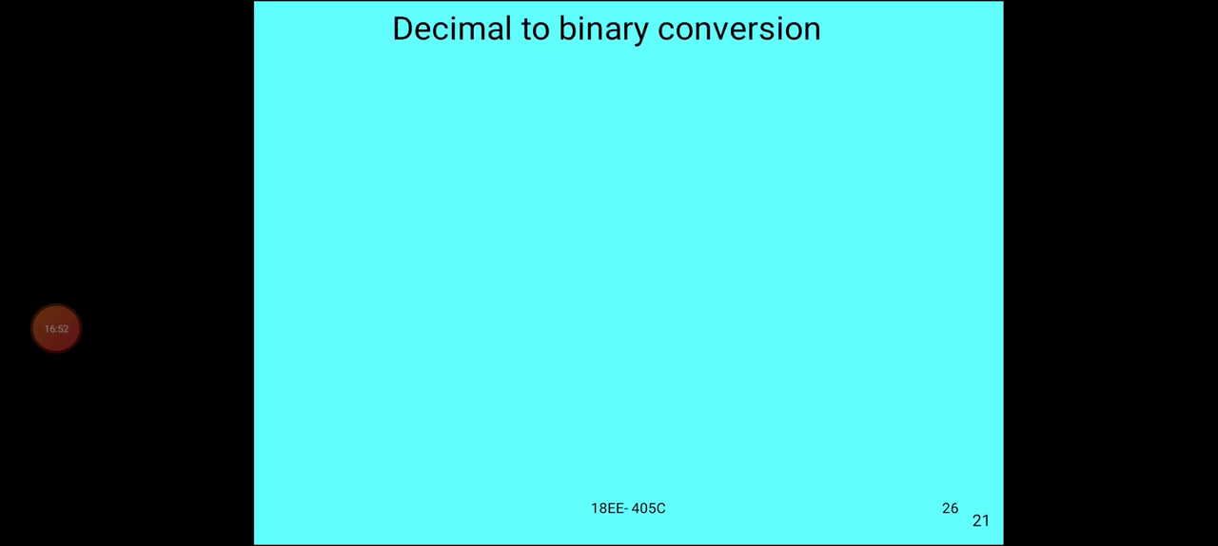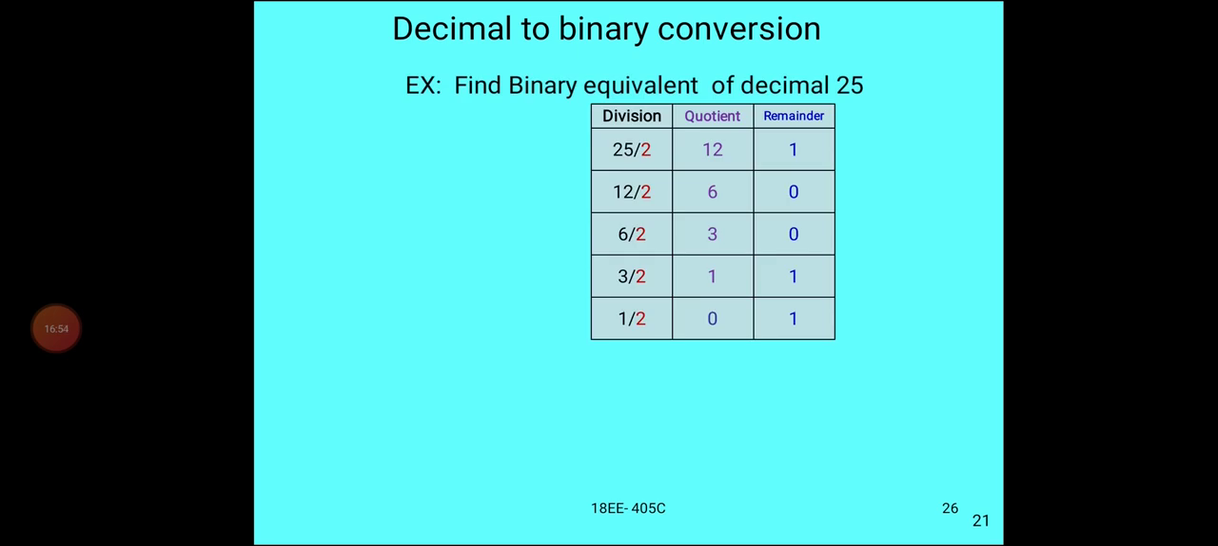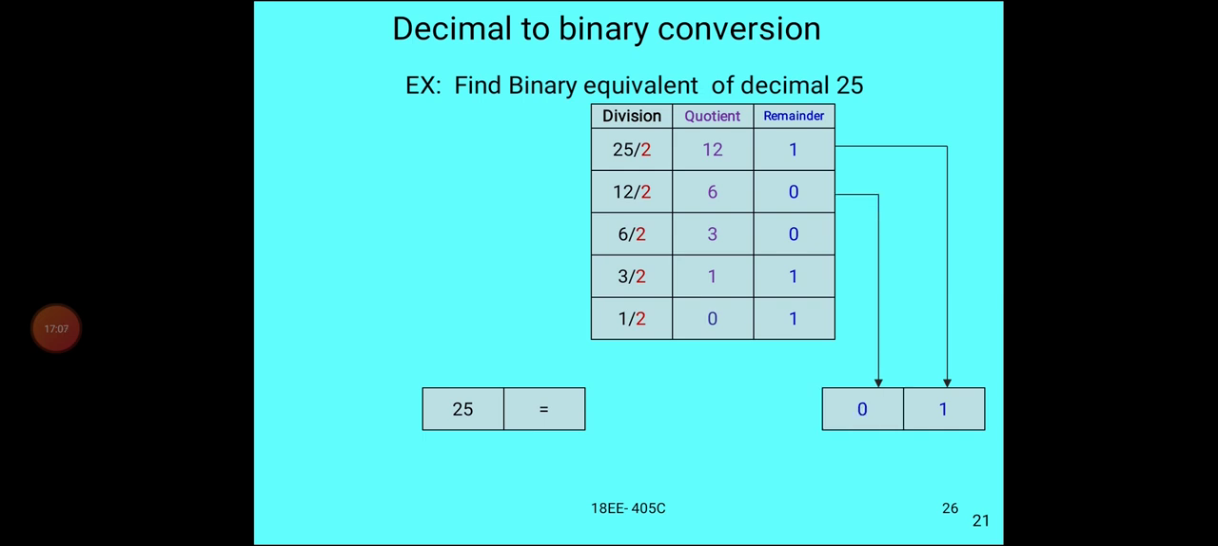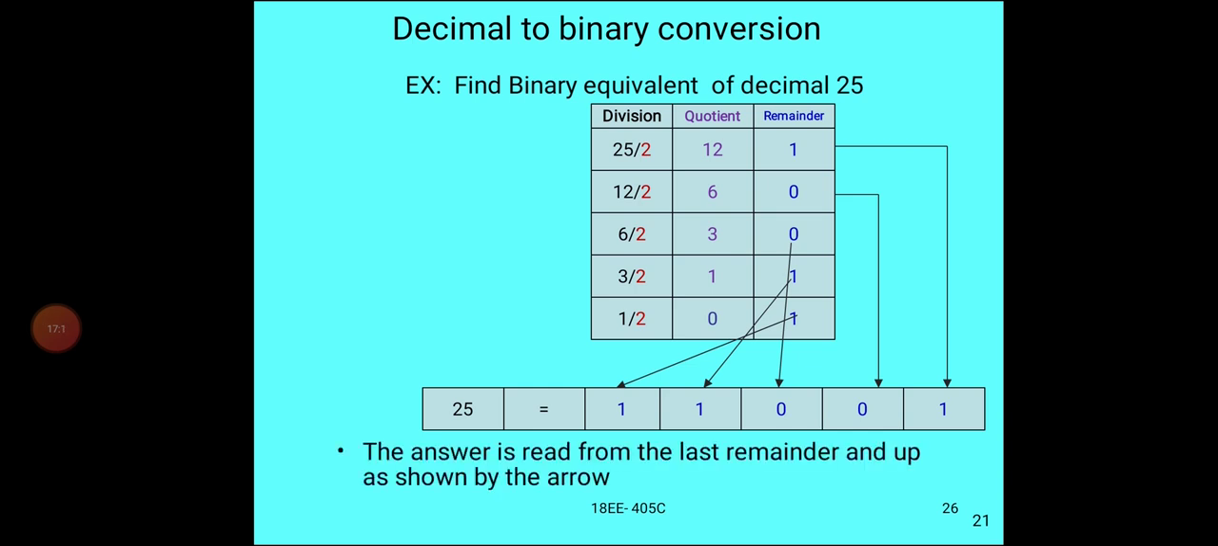Decimal to binary conversion. Find the binary equivalent of decimal 25. So 25 in base 10 is equivalent to the binary value 11001. The answer is read from the last remainder and up, as shown by the arrow.